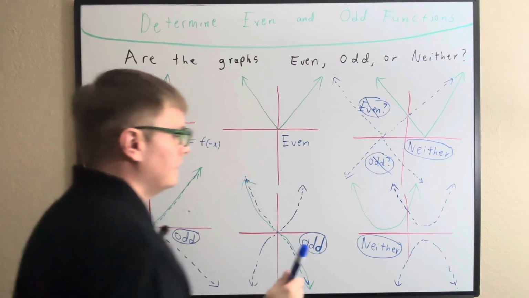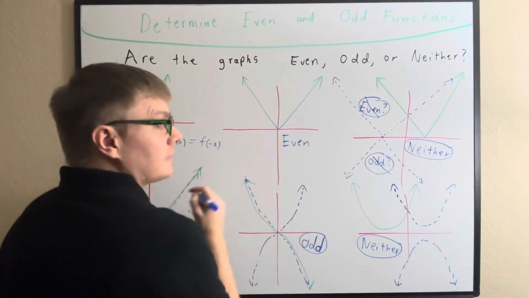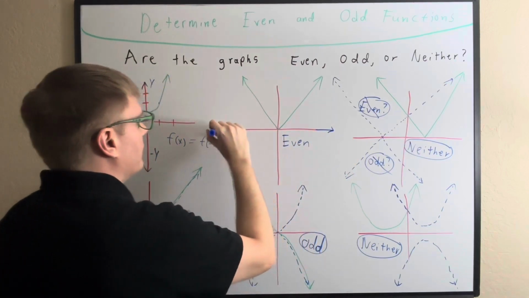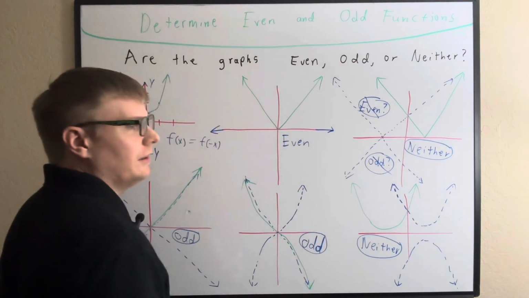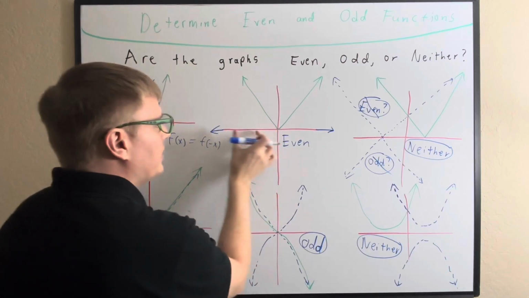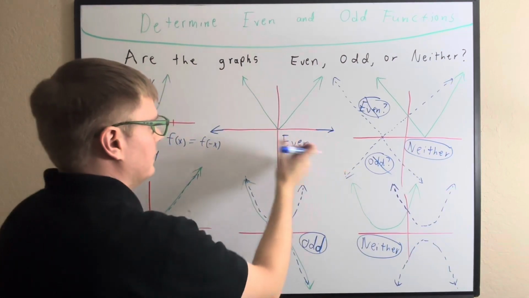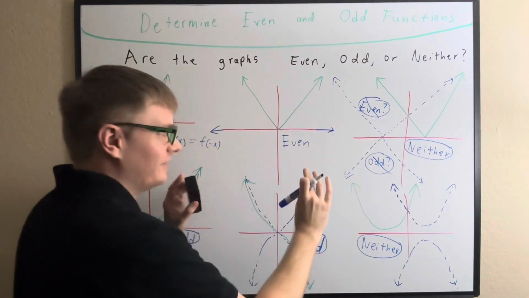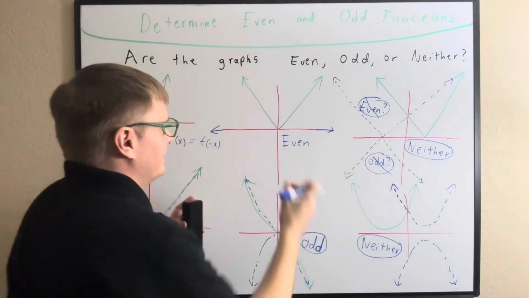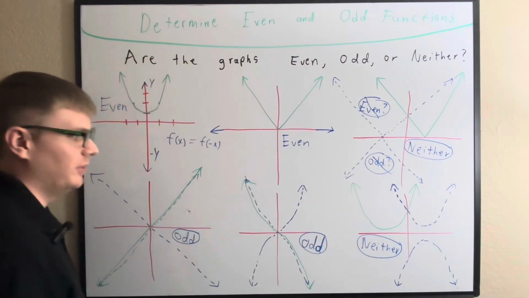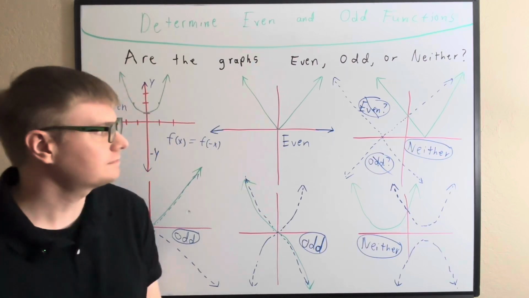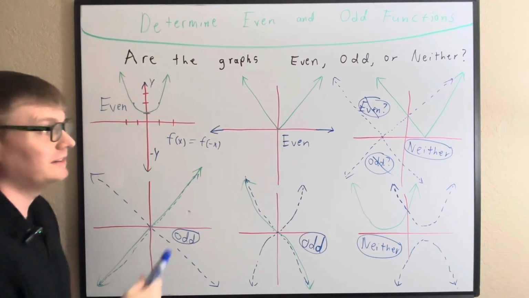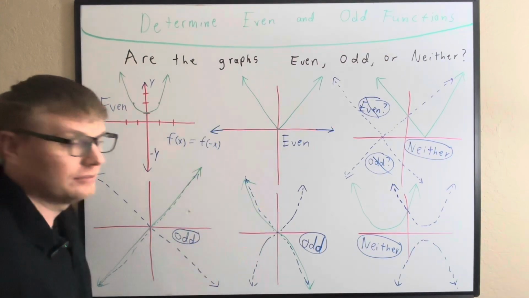Now, there is one function, one line, that is both even and odd. You know what it is? It is the x-axis itself. How does that work? Well, flip it across the y-axis. It's the same, right? It's even. Now flip it across itself, the x-axis. It doesn't go anywhere. So the x-axis is both even and odd. In part 2, I'm going to go over how to determine if it's even or odd without the graph.